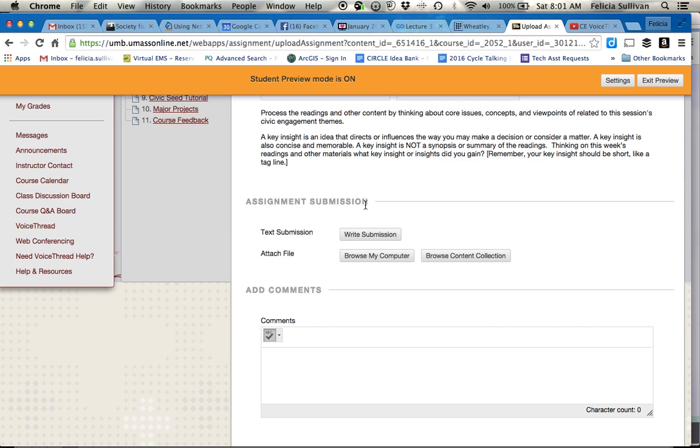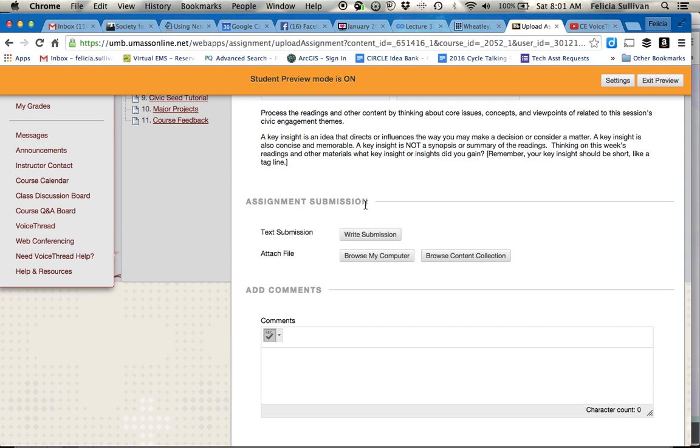Basically, a key insight is a very short one or two sentences of something that really struck you from the readings. It's sort of an aha, or like, that's sort of cool. It is not a summary of the readings. I do not want you to summarize the readings or tell me what the readings were about. What I want to know is, what did you take away from the readings? What was something really interesting or key idea that really struck you? And I want you to capture that in one or two sentences. That's what a key insight is.